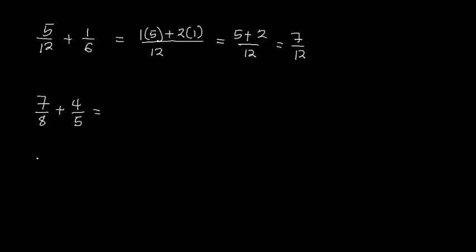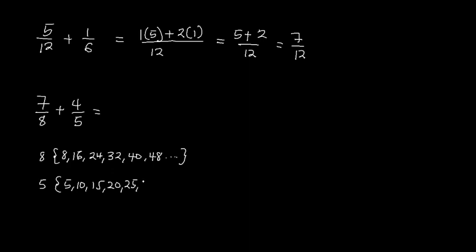So let's write the multiples of 8. So we have 8. 8 plus 8 will give us 16. 16 plus 8 will give us 24. Plus 8 will give us 32. Plus 8 will give us 40. Plus 8 will give us 48, and then it continues. For 5, we have 5, 10, 15, 20, 25, 30, 35, 40, 45, etc.